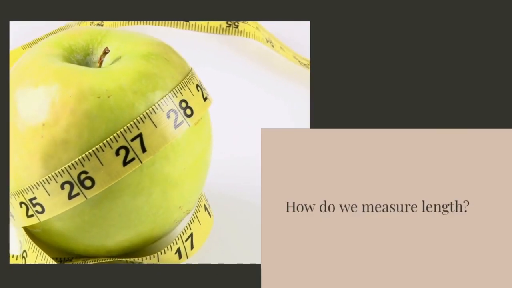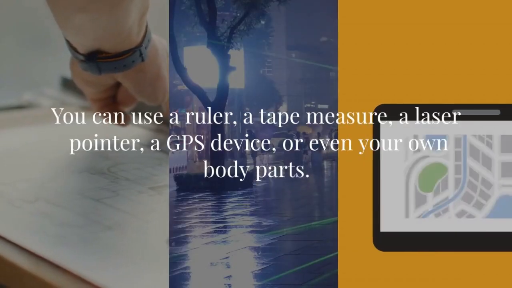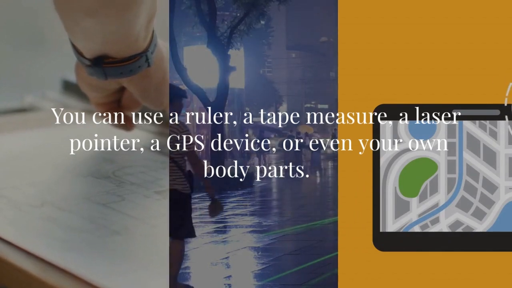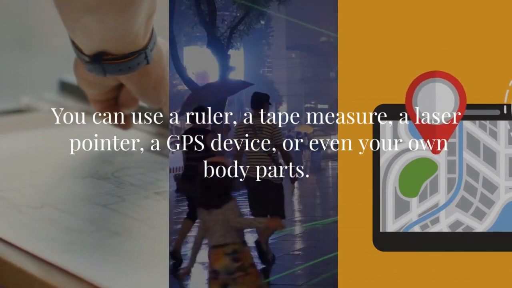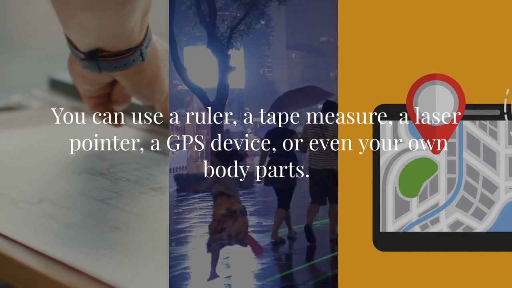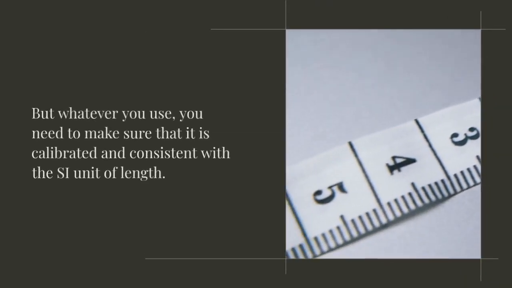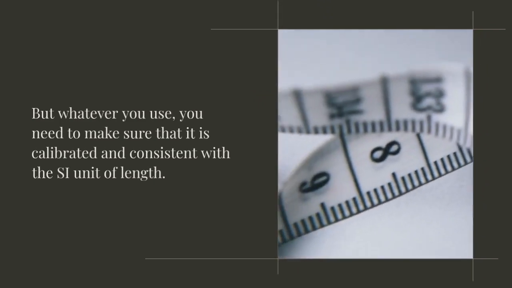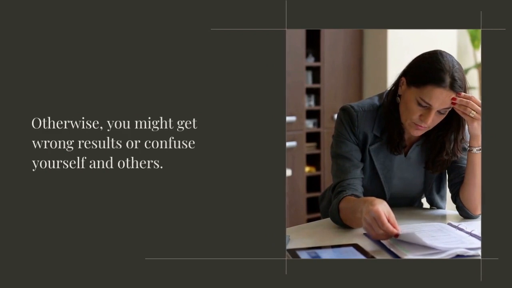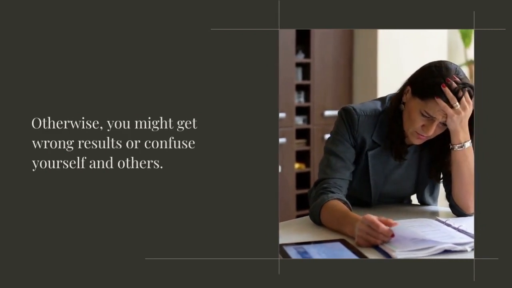How do we measure length? Well, there are many ways to do that. You can use a ruler, a tape measure, a laser pointer, a GPS device, or even your own body parts. But whatever you use, you need to make sure that it is calibrated and consistent with the SI unit of length. Otherwise, you might get wrong results or confuse yourself and others.